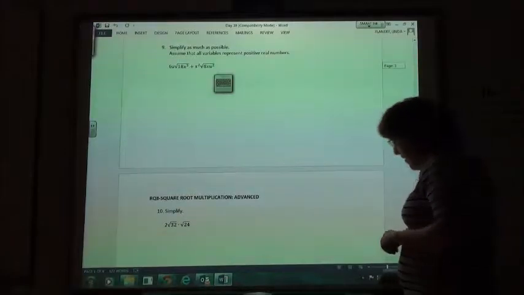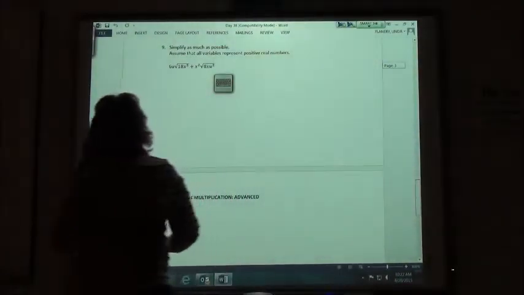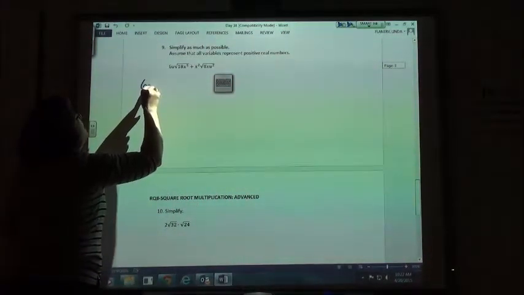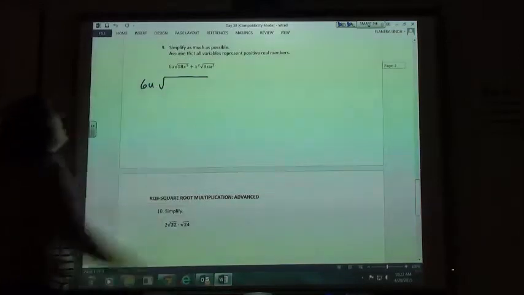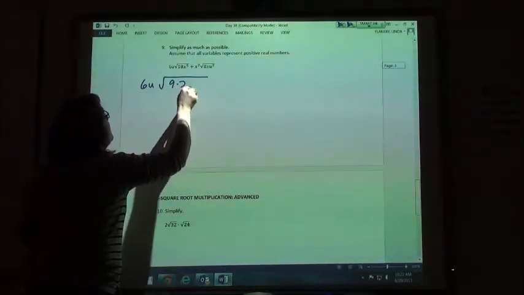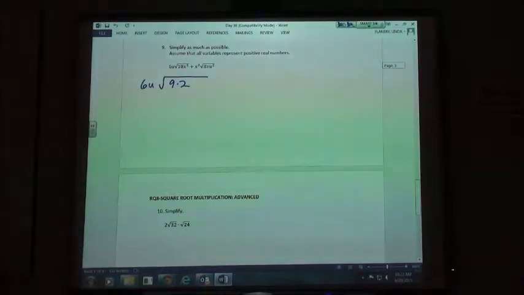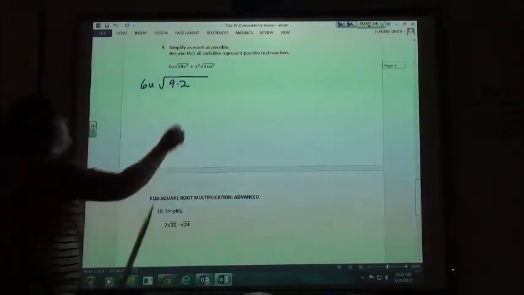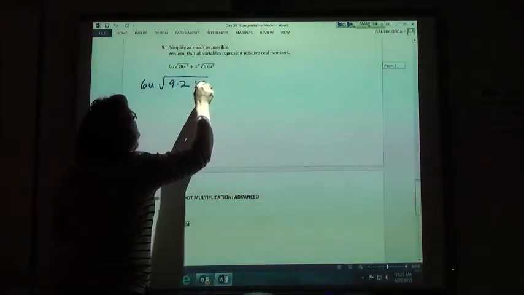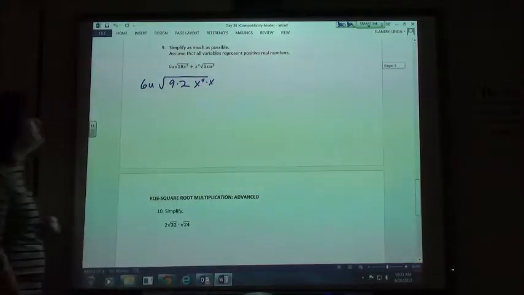Number 9, simplifying as much as possible. So we've got a 6u in front. We need to simplify 18x to the 5th. What should we do with that? 9 and 2. 18 is 9 times 2. x to the 4th times x. x to the 4th times x is my x to the 5th.